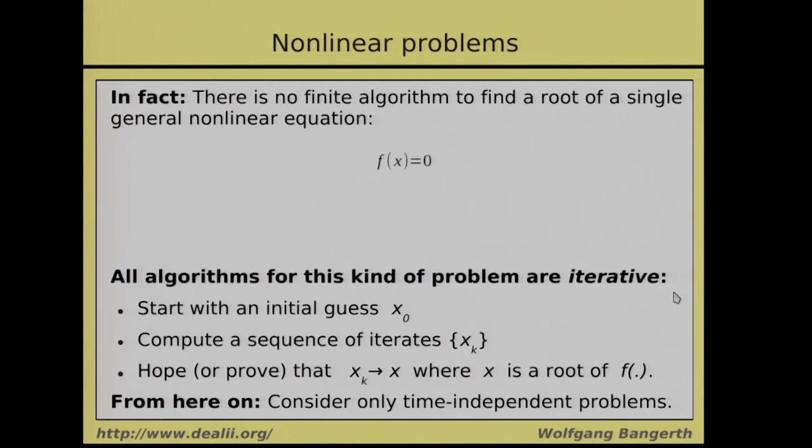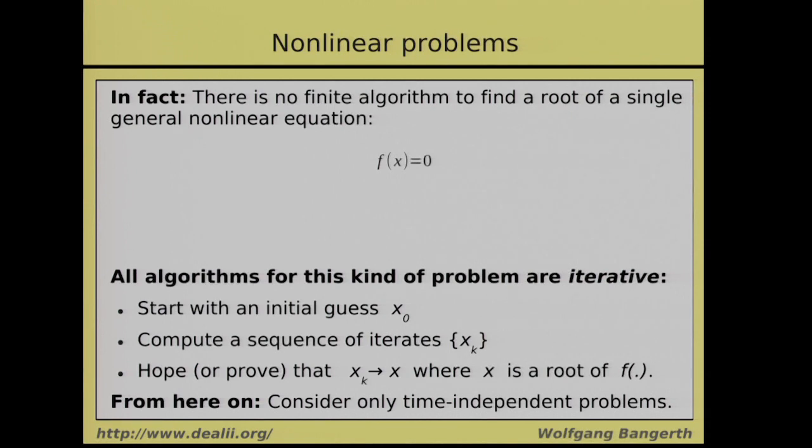So since we don't have such a general algorithm, what we do in practice is we solve these problems iteratively. And an iterative algorithm means that you start with some x0, and then you compute an x1 and an x2 and an x3 and an xk and so on and so forth from this sequence. Okay, and the various algorithms produce these sequences xk differently. I'm going to show you a few examples. And of course, what we hope or maybe want to prove is that in fact these xk's converge to x, where x is a root of f.